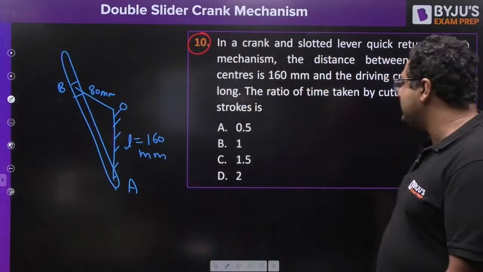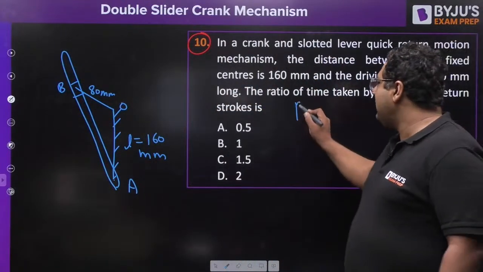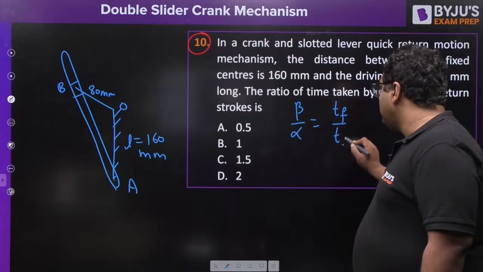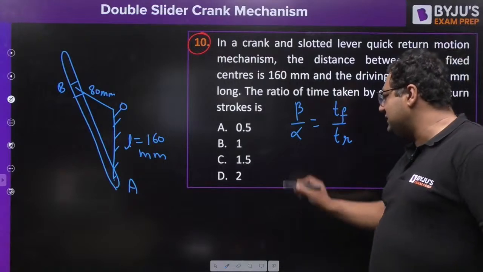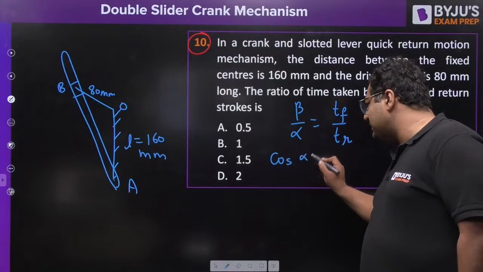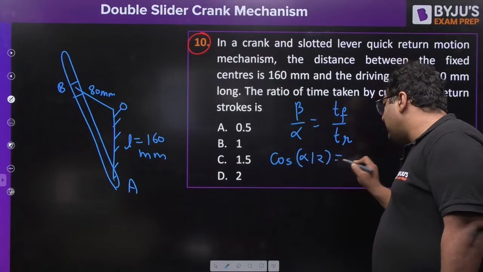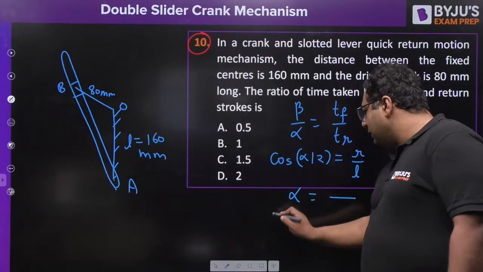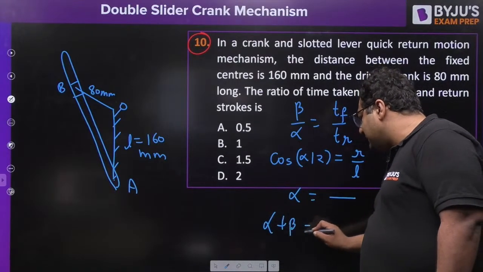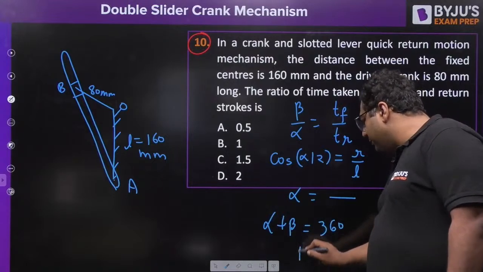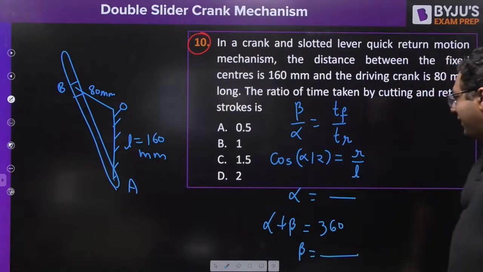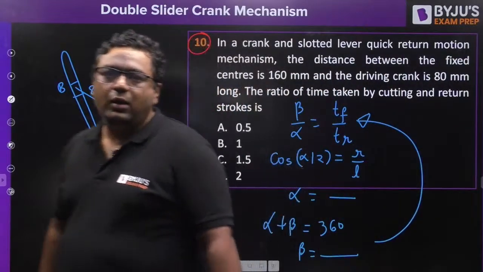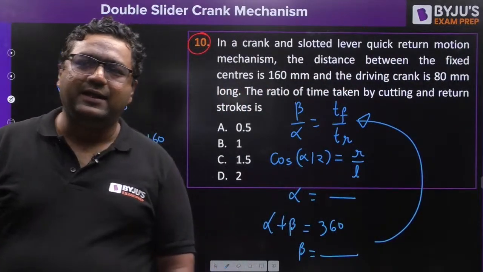You need to answer, guys, about beta by alpha, TF by TR. I already told you the first step would be cos alpha by 2. Always the question starts with cos alpha by 2 equals R by L. This will give you alpha. Then you know alpha plus beta is 360 degrees. This will give you beta. Once you know both alpha and beta, apply this to find out the ratio. I feel everybody will be giving the right answer.